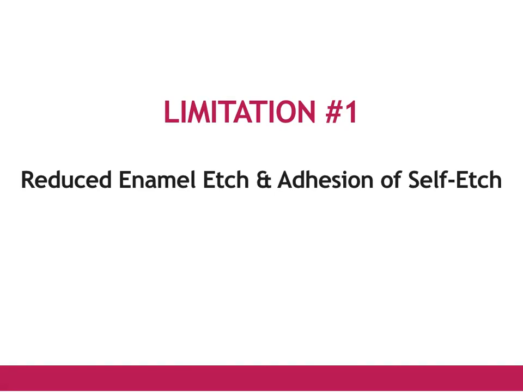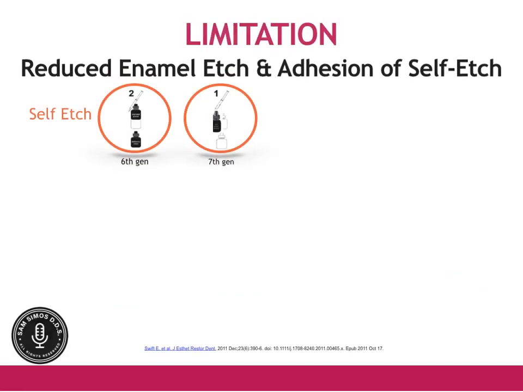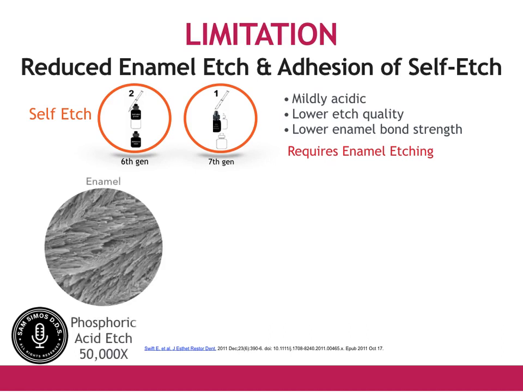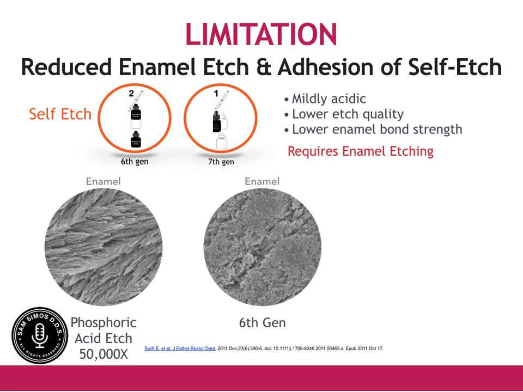Limitation number one, we have the reduced enamel etch and adhesion of the self-etch. And this happens in the 6th and 7th generation, these self-etch adhesives. Well, why does this happen? One, because we've put the etch into the chemistry.